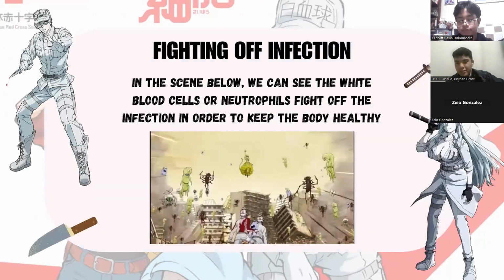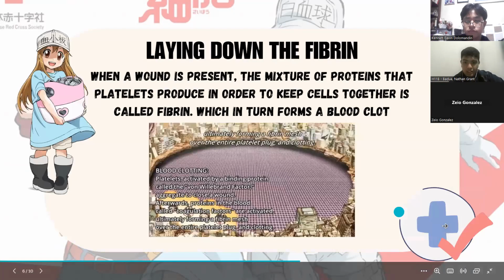Now for our fourth scene, which is fighting off infection. In this scene, the white blood cells, specifically the neutrophil, defend the cells within the body from bacteria entering from the wound, as the platelets cover the entrance with a protein that starts the domino effect that leads us to scene 5, blood clot.